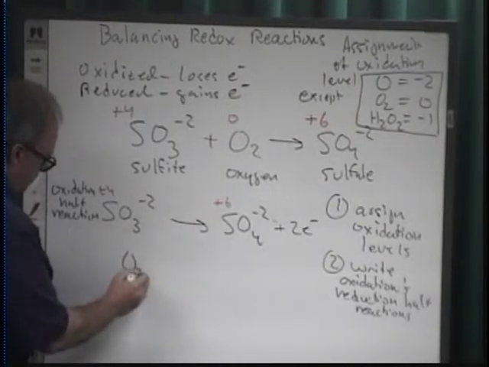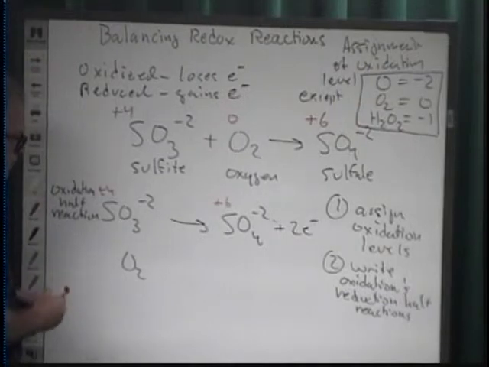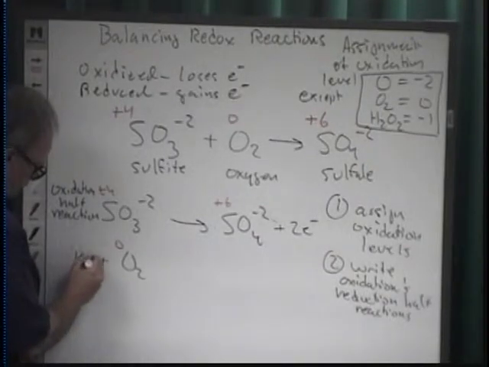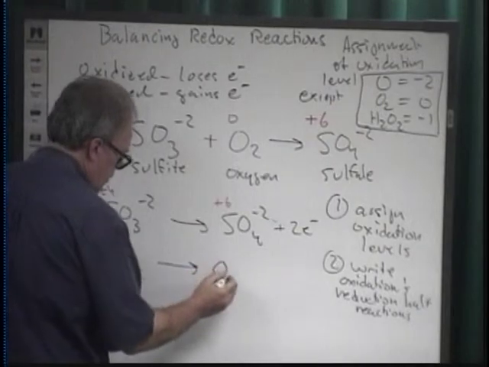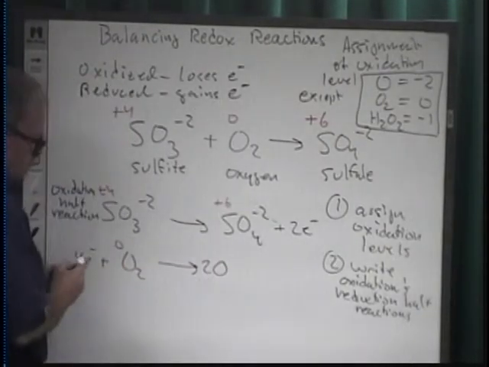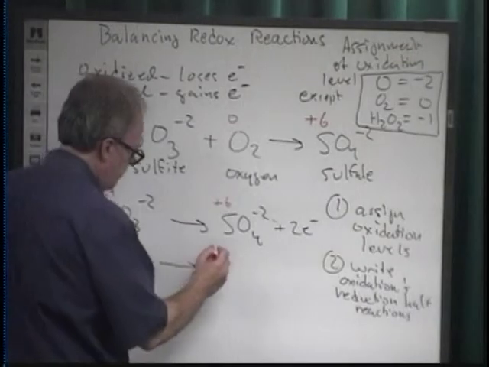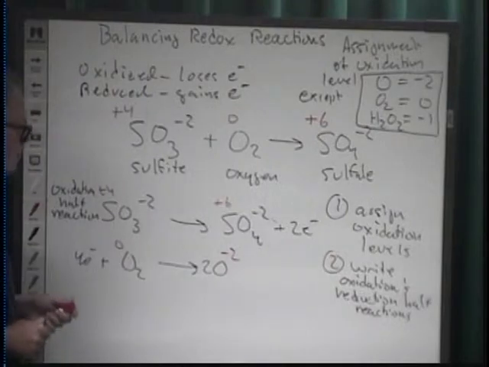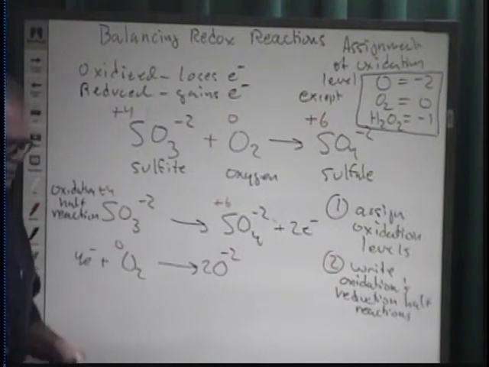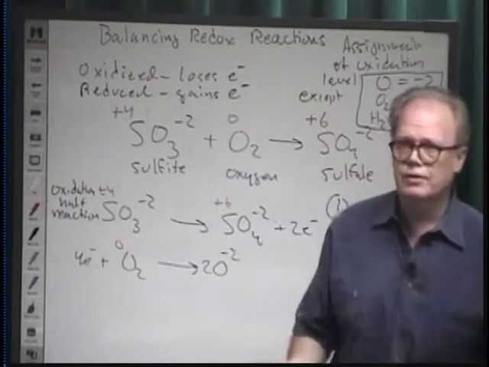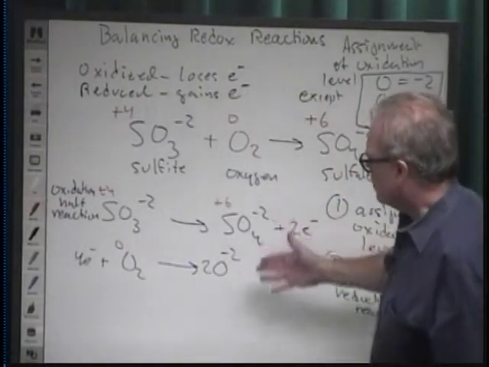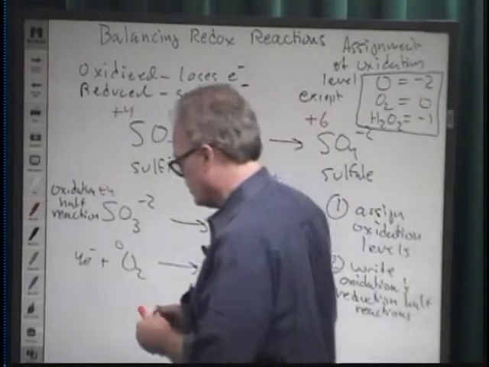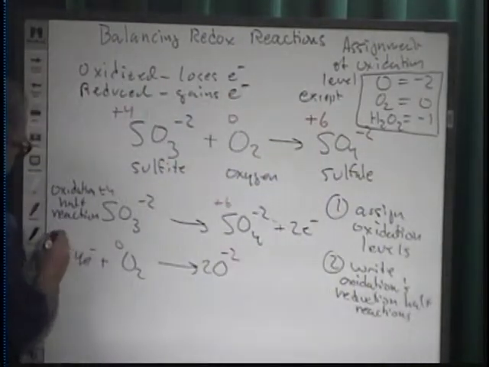Molecular oxygen, O2, with an oxidation level of 0, would take on 4 electrons to go to 2 oxygen atoms with an oxidation level of -2. Okay. Now, one characteristic feature of redox reactions is we can actually deal with these oxidation half reactions and reduction half reactions independently.